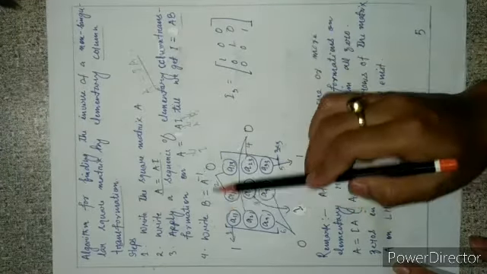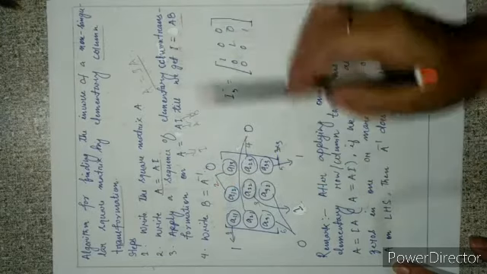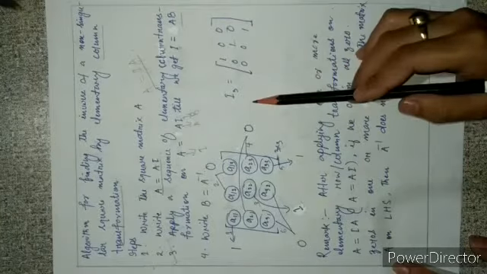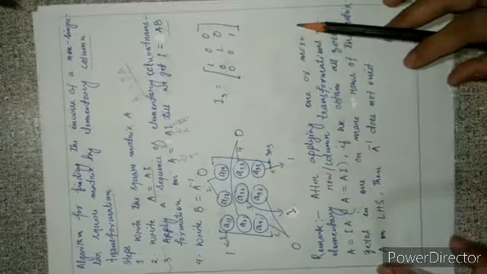And so B will be equal to A inverse. Number 3, the sequence of elementary row transformations will be like this.